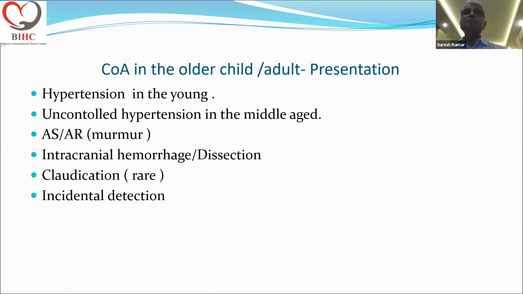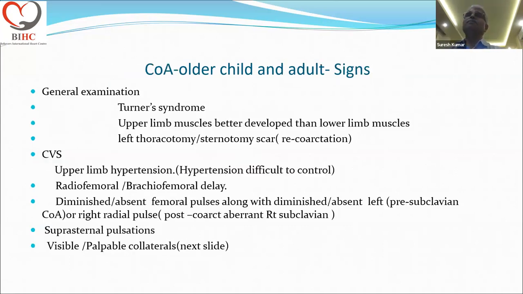With hypertension in the young, you need to be careful in looking for evidence of coarctation by looking at the lower limb pulses. Uncontrolled hypertension in the middle-aged, aortic stenosis with aortic regurgitation, an intracranial hemorrhage or a dissection of the aorta, a patient with claudication, all these are circumstances where our alertness for looking for a coarctation must be good. Quite often we discover it incidentally.